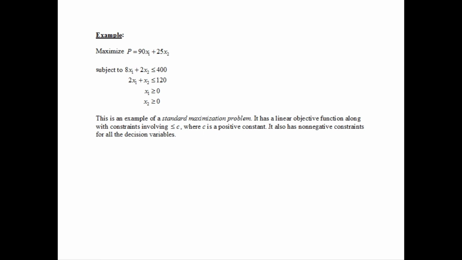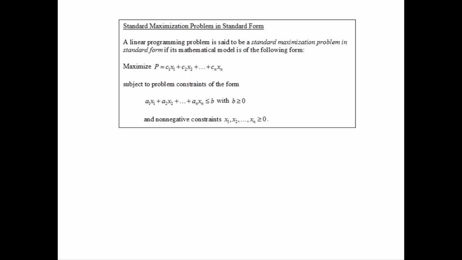This is an example of a standard maximization problem. It has a linear objective function. This is our objective function. By linear, we mean that we have all of our variables to the first power only. You don't see any x squareds or y cubes in this problem. In each of our constraints, we have less than or equal to a positive constant. We also have non-negative constraints for the decision variables. This is a standard maximization problem, and it is now written in standard form, as described here.